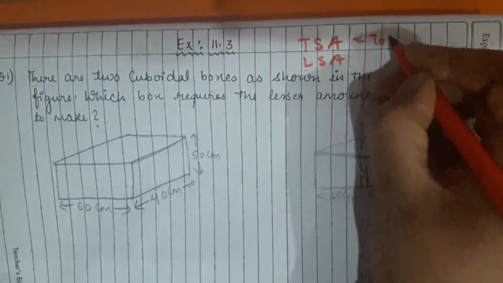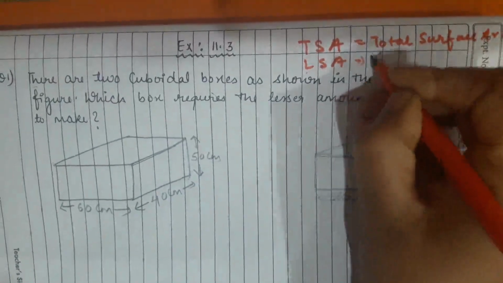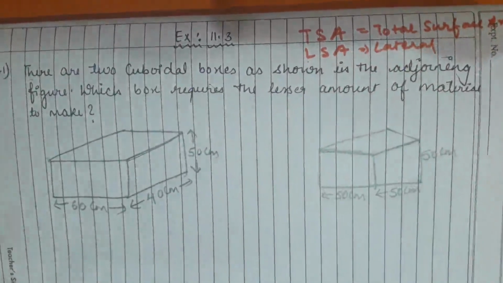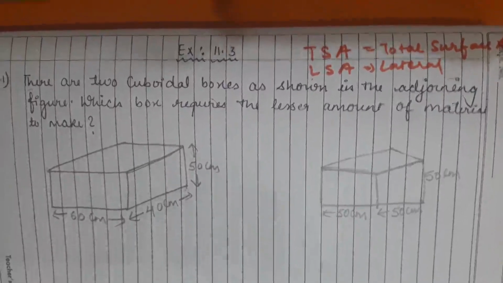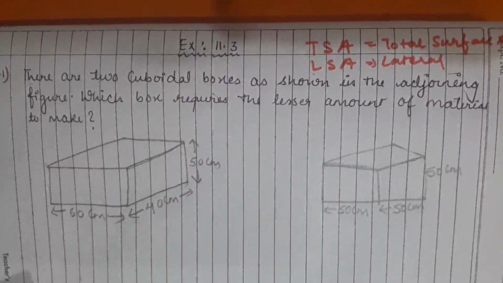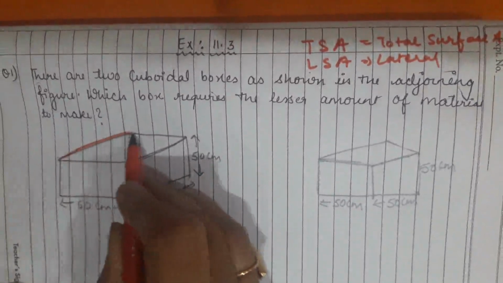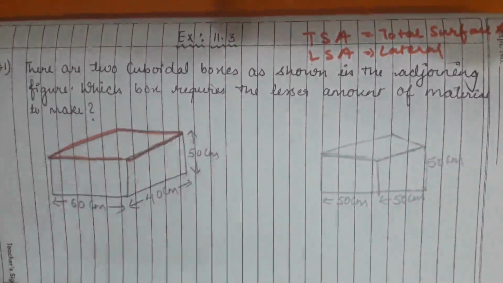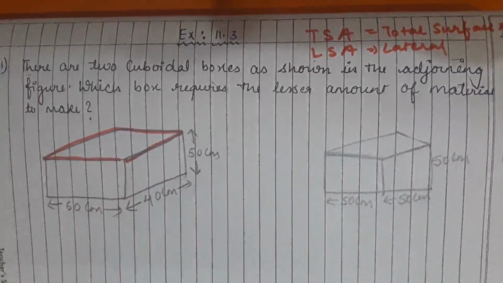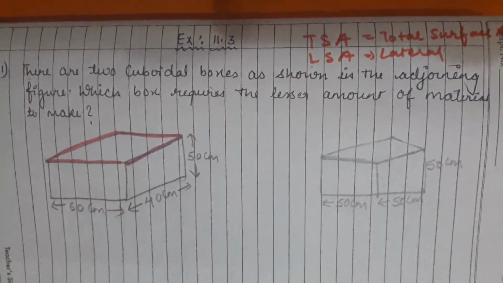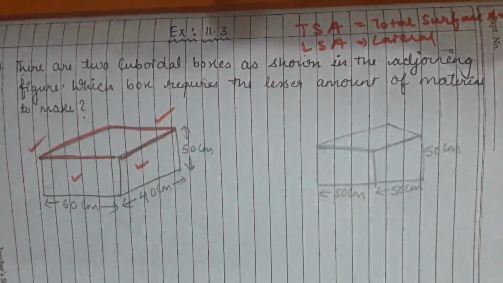That is total surface area, and another is lateral surface area. So what is the difference between these two formulas? Total surface area means that if we are talking about any cuboidal shape, each and every section is going to be covered, like this top also, the back side of the cuboidal shape, this side, each and every side. But when we are talking about lateral surface area, that time we are talking about only this section, back side, and this, only 4 sections.